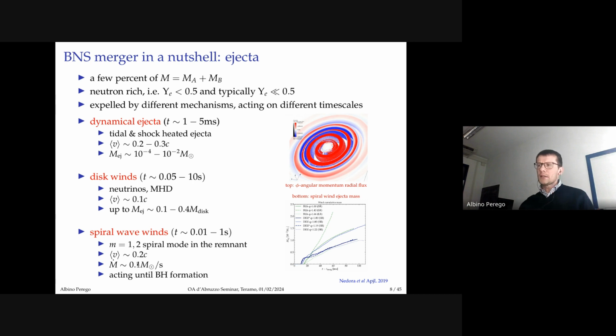The only caveat is that this is a mechanism that requires the formation of a massive neutron star in the center. As soon as the central object collapses to a black hole, this mechanism clearly shuts off, and we are left with a more canonical disk wind. So just keep in mind, there are these different kinds of ejecta, and in particular, the spiral wave wind is very efficient, but it requires the presence of a central object in the center.